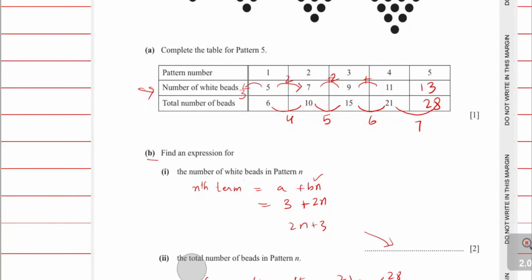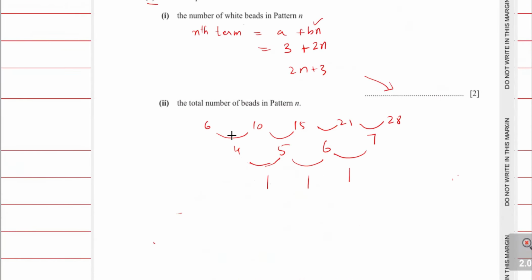Next, part B, second part, the total number of beads in pattern N. Here the total number of beads in pattern N: 6, 10, 15, 21, 28. The differences here are 4, 5, 6 and 7. This is not constant. Therefore, this is not a linear sequence. And to check this type of sequence, we take the second difference. This is 1, therefore this is a quadratic sequence.